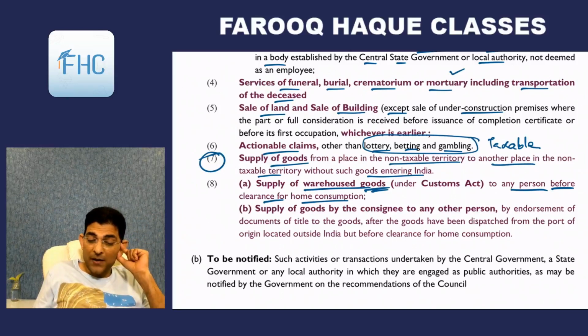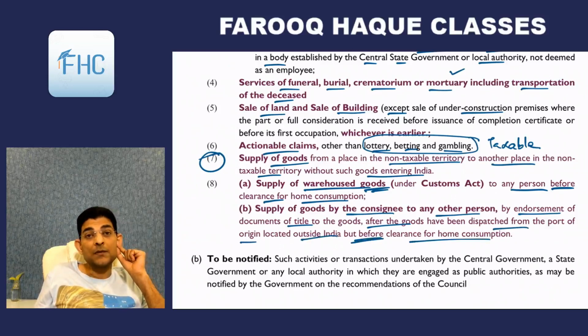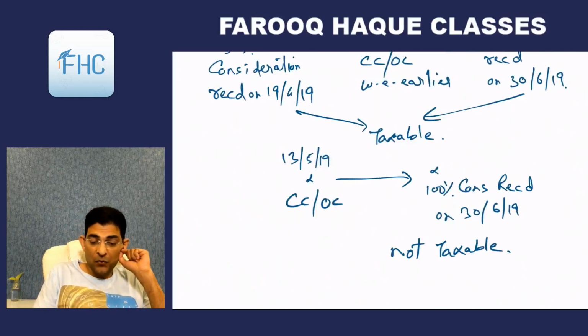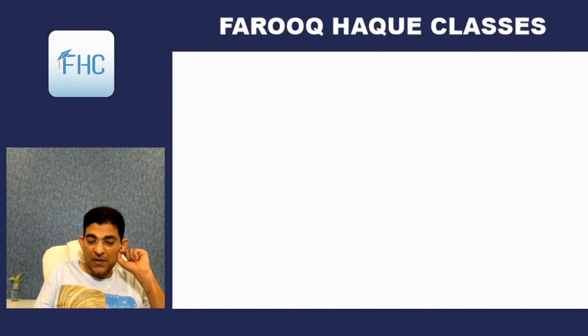And supply of goods by the consignee to any other person by endorsement of documents of title to the goods after the goods have been dispatched from the port of origin located outside India but before clearance for home consumption. This is called as the high sea sales. High sea sales. That is before the goods enter the landmass, the same thing.